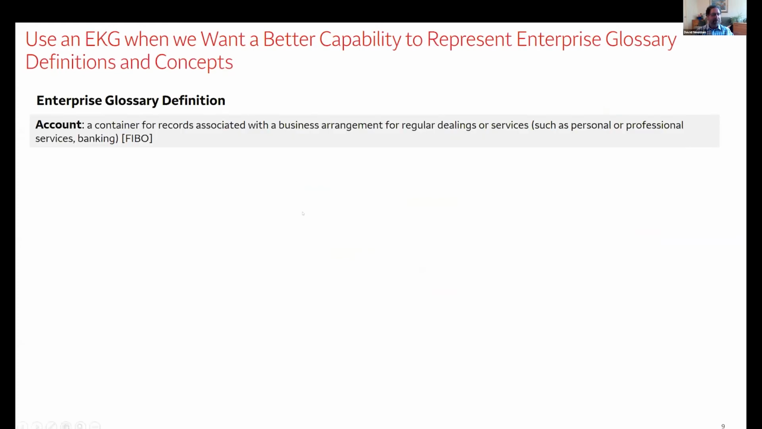So we want to use an EKG, or an enterprise knowledge graph, when we want better capabilities to represent enterprise glossary definitions and concepts. For example, a standard glossary term in a company would first have a term label, in this case account, and a definition. That's pretty much it. That's what the enterprise struggles to come up with alignment on. And this has some real limitations. First of all, it's nothing that could be easily operationalized.